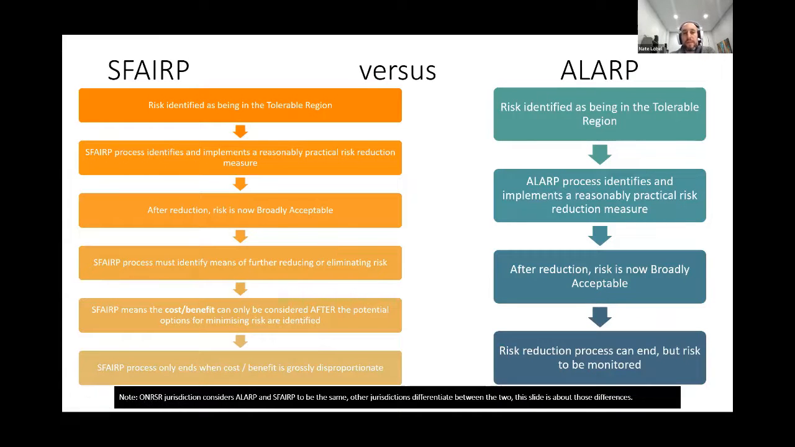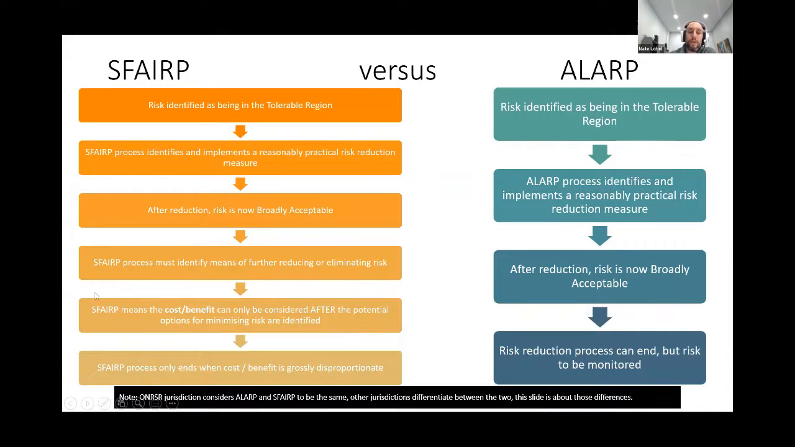If we look at that process, as an example, we have a risk identified in the tolerable region. We go through each process and we implement a reduction measure that reduces the risk to broadly acceptable. For ALOP, the process is over, but we still need to monitor the risk. Under SFAIRP, the idea is that we still need to identify further means of reducing or eliminating the risk. It means that cost benefit can be considered, but only after you identify the potential options for minimizing the risk.